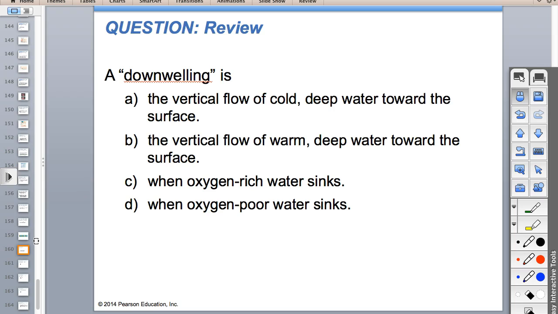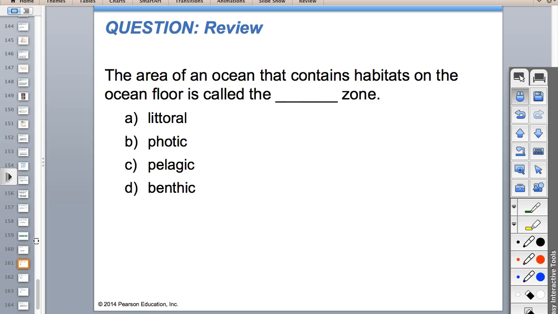C. When oxygen, yeah, perfect. So the surface water is going to be rich in oxygen, so it's going to sink down. Let's see, the next one. An area on the ocean that contains habitat on the ocean floor is called what, Jonathan? Yeah, benthic is bottom. That's easy to remember.